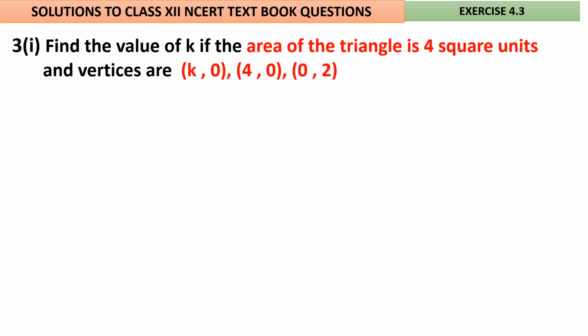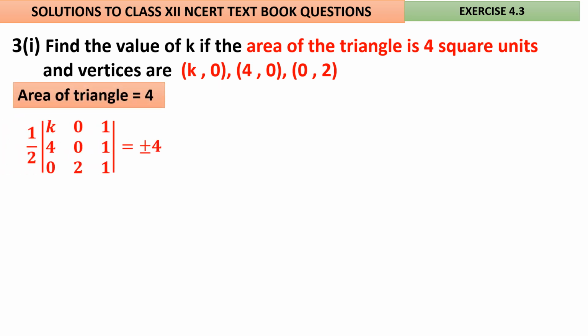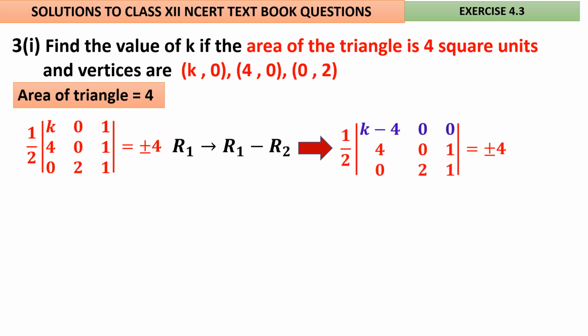Find the value of K if the area of the triangle is 4 square units. Already we have mentioned, whenever area is given, we will take it as plus or minus 4. The area of the triangle is 4, but we are taking the formula as plus or minus 4. Before expanding, we can make so many zeros. There are already 2 zeros in column number 2, but you can make R1 as R1 minus R2, so that now R1 is having 2 zeros.